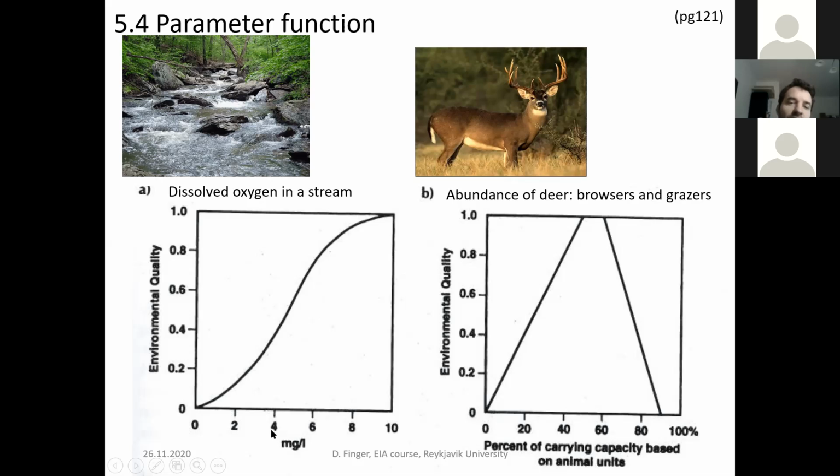So you might include a figure like this simply to show that the impact is not linear, but that it's a complex interaction between the impact and the effects on the environment. Similar can be said about the abundance of deer.